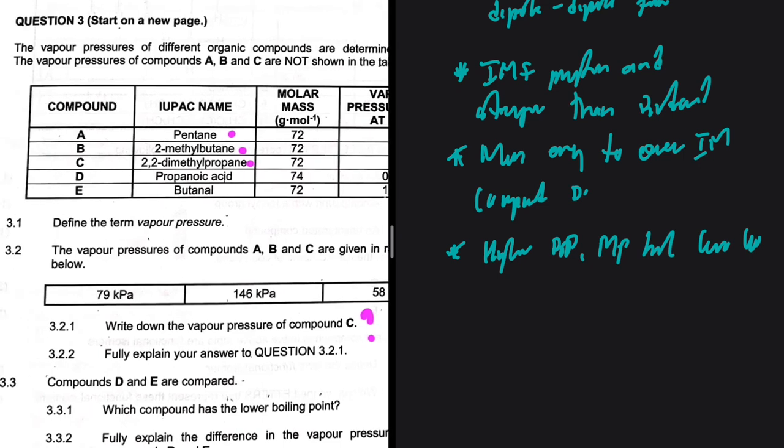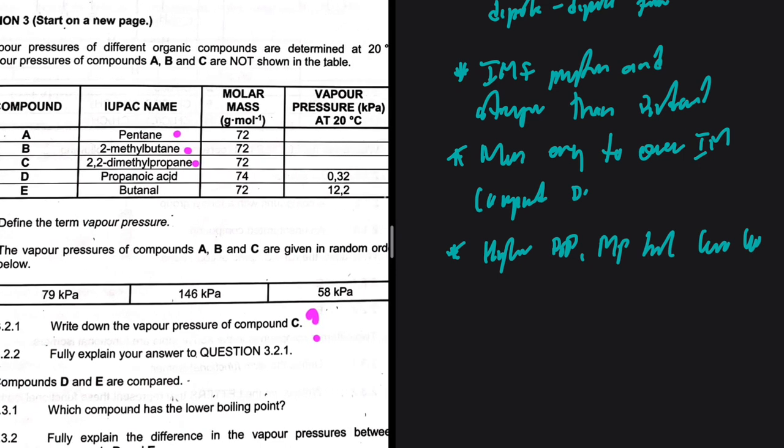So in 3.3.1, the answer should be E, because E has the higher vapor pressure. If it has the higher vapor pressure, it's going to have the lower boiling point, because if a compound has the higher boiling point, it has the lower vapor pressure. You can phrase your answer in terms of D or in terms of E. Both should be fine. In E, you'll say it has weaker intermolecular forces, and in D, that it has stronger intermolecular forces. That is question 3. I think it was quite doable.